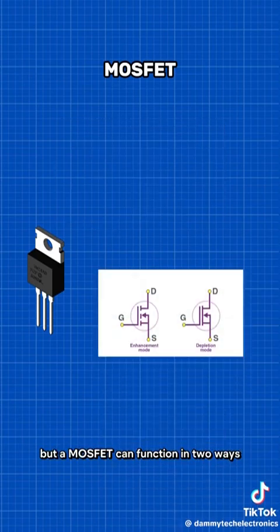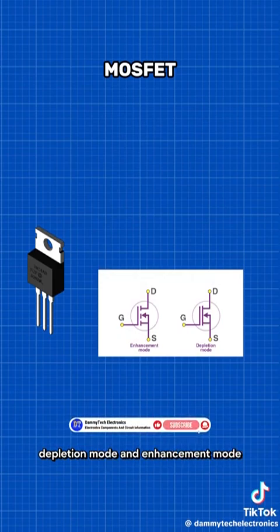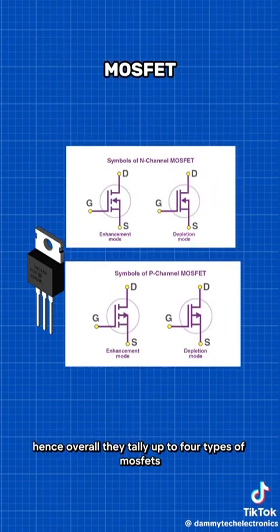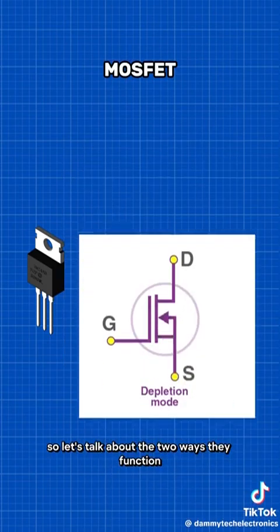But a MOSFET can function in two ways: depletion mode and enhancement mode. Each class is available as N-channel and P-channel. Hence, overall, they tally up to 4 types of MOSFETs. So let's talk about the 2 ways they function.